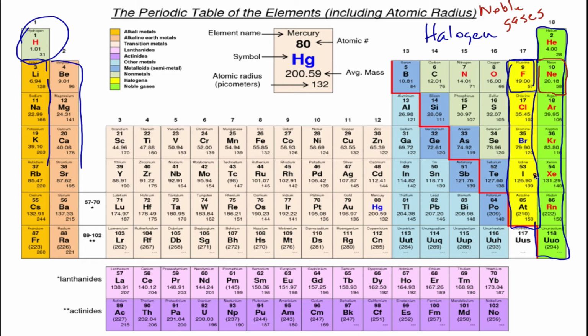Okay, the mixed groups, 13 through 16. Group 13 is the boron group. It contains one metalloid and the rest are all metals. So this is the boron group, and you guys can label those as you go. Then aluminum has a lot of different uses. It's actually a strong metal for its density. It's a light and strong metal.